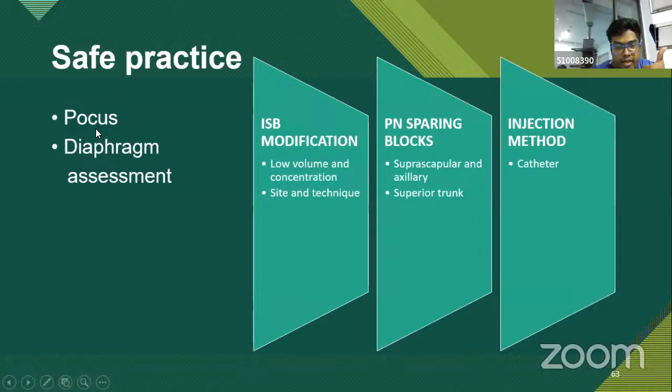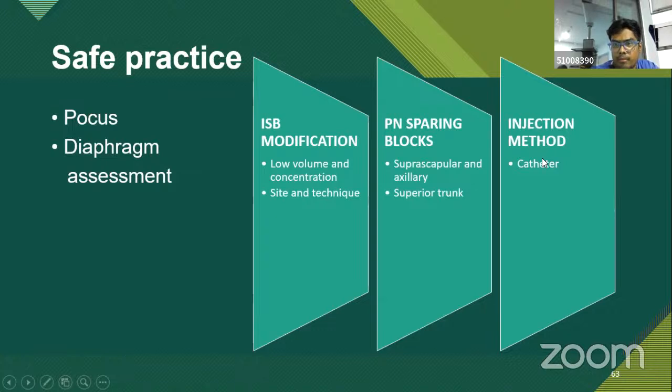With the help of focused ultrasound now, you can assess the diaphragm as well, and then have an objective way of assessing phrenic nerve palsy in addition to the signs and symptoms. The other thing is you can do phrenic nerve sparing blocks by giving a suprascapular and axillary block, or a superior trunk block with a supraclavicular block, which is called the SCUD block.